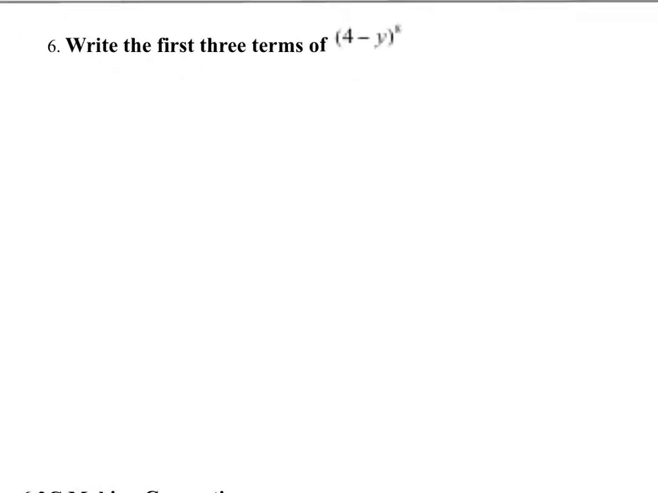So in this one, write the first 3 terms again, and this is an exponent of 8, it looks like. So it's going to be 8C0. I'm going to do this all in one step. A is 4. The exponent of 4 is 8 minus 0, so that's 8. My b is negative y, and the exponent of b is whatever r is, so that's 0. So there's your first term.